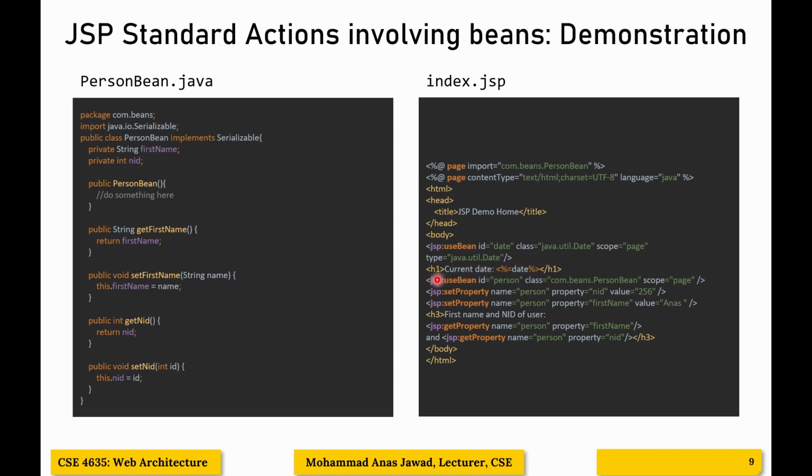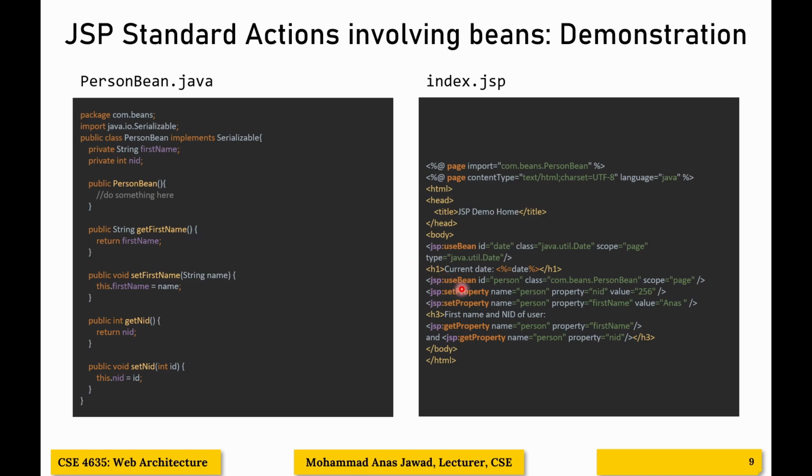Then we are using an h1 tag to print the current date by utilizing that date object that we just created. And to get the value of this date object, we are simply using a JSP expression tag. So this line here is going to print the current date for today.